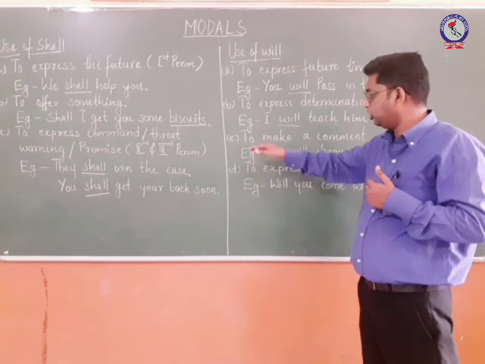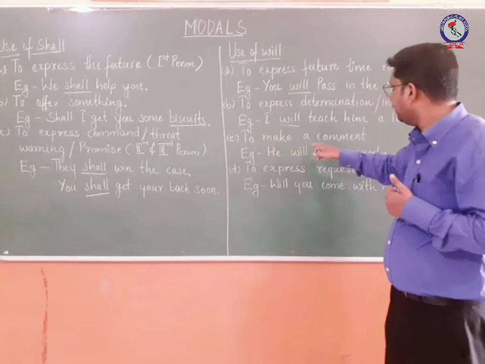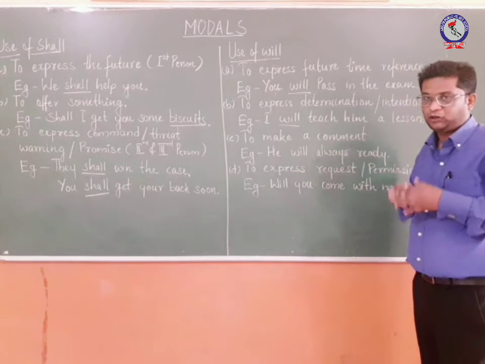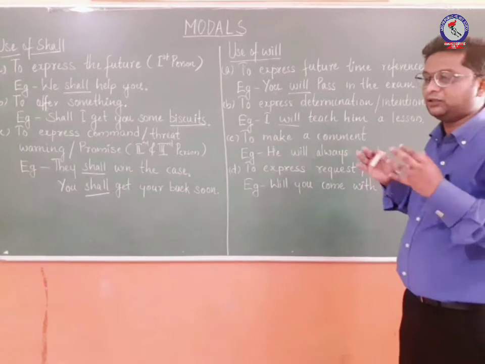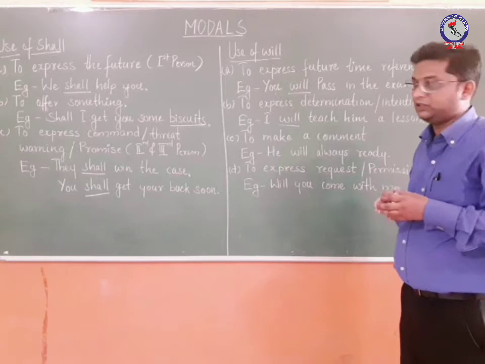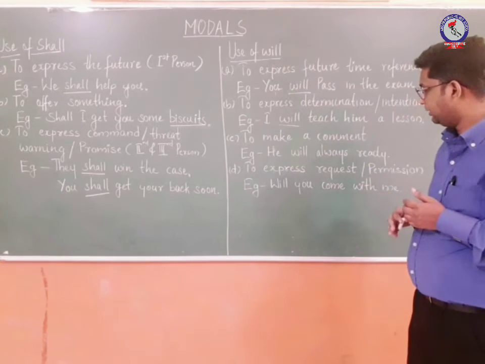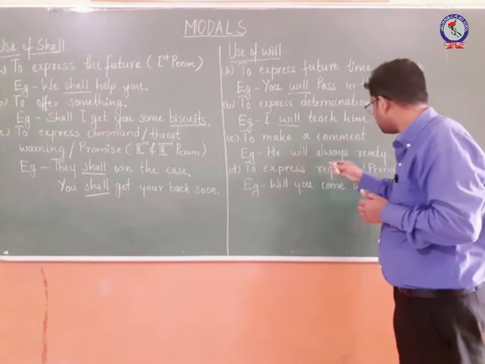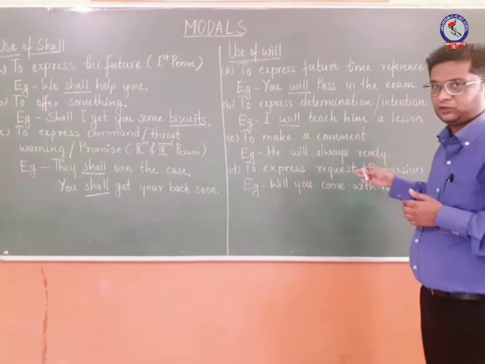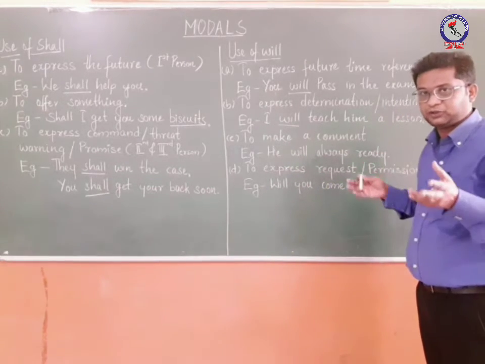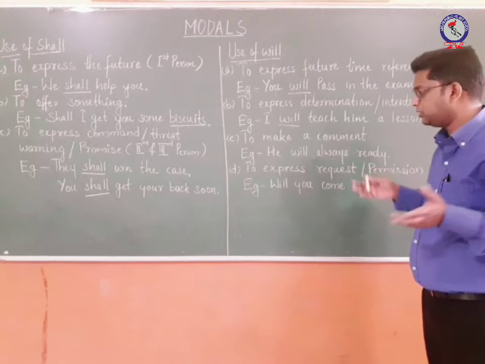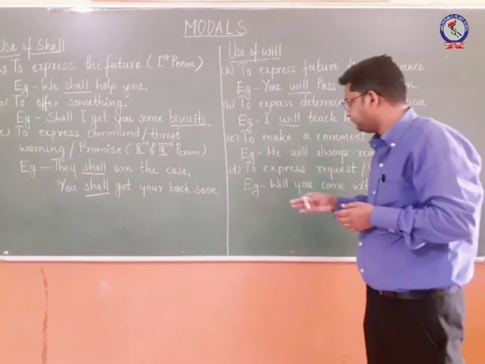Now see the third, to make a comment. If we are giving out a comment or a remark, we can make use of will. Here we have one example: He will always be ready. This is a perception. This is a comment that he will always be ready.